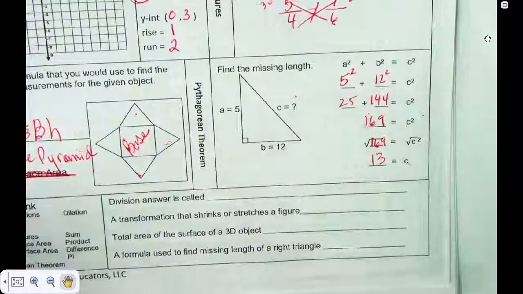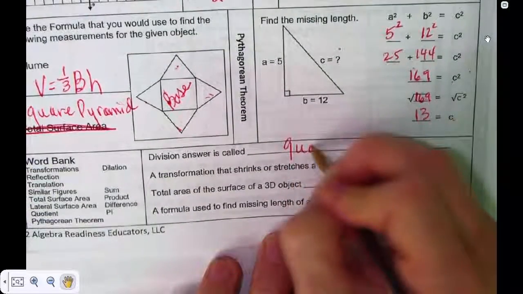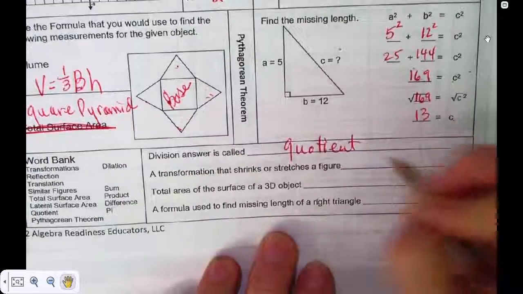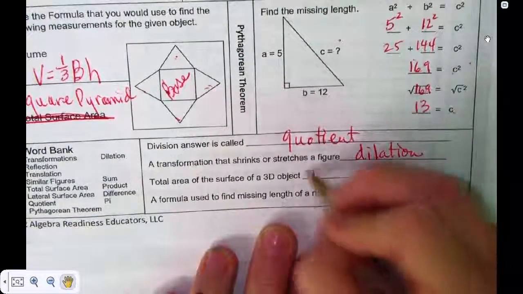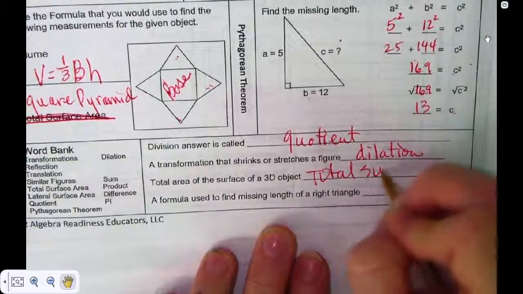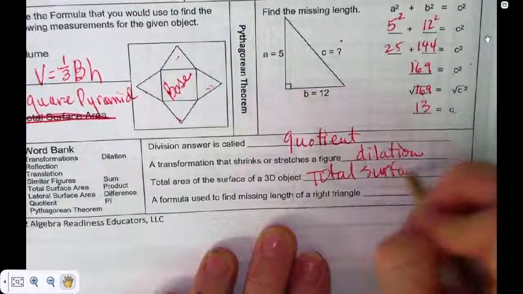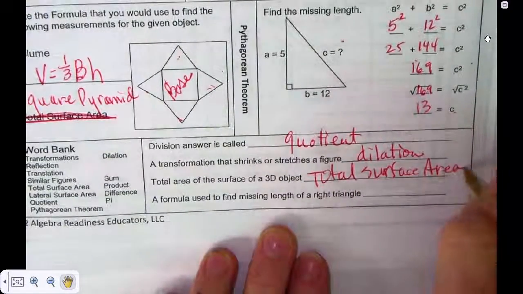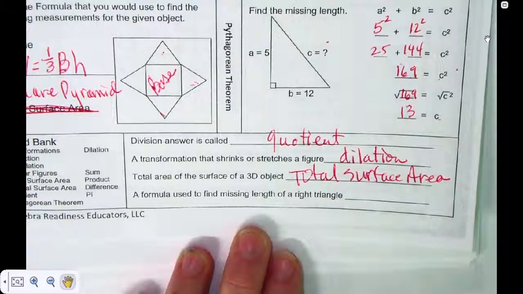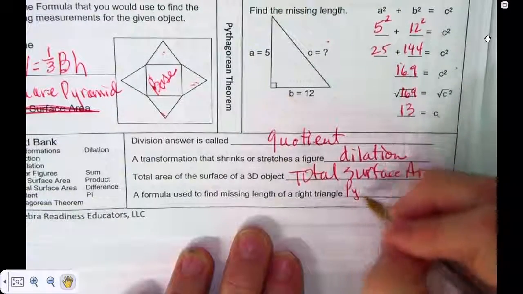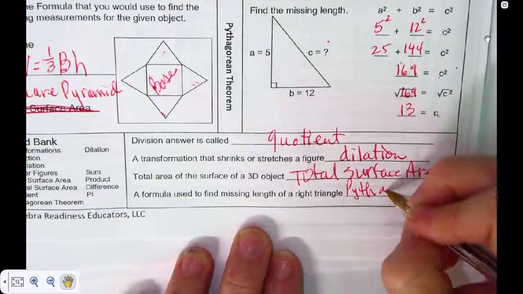Okay, that's important. Division is called quotient. Transformation is dilation. Total area. They tried to trick y'all on that one, didn't they? Because I thought, surely that's not all they want. And total surface area. And the Pythagorean theorem. Everybody say that.